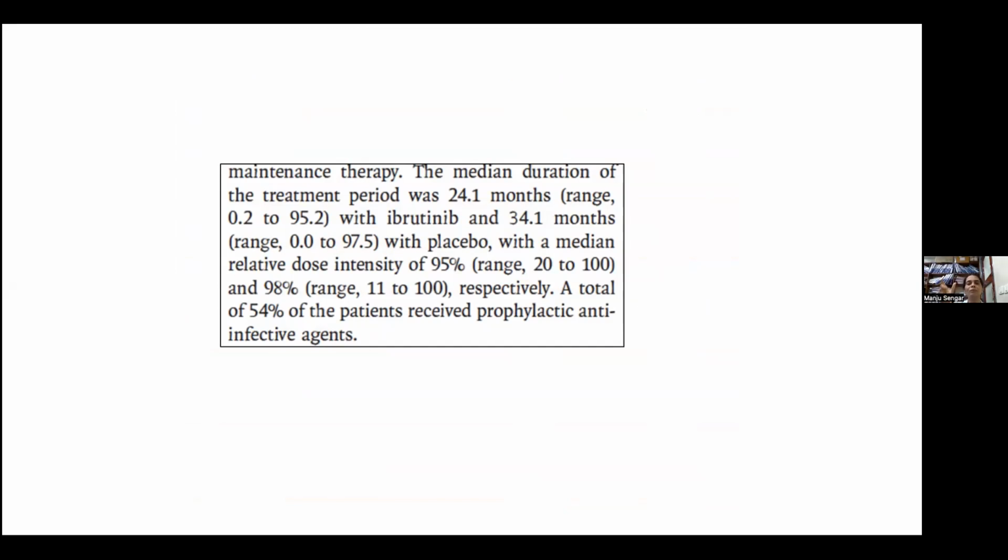6 months of BR, 24 months of maintenance, and then they will continue placebo or ibrutinib even after that. But in the ibrutinib arm, the median duration of treatment was only 24 months, and in the placebo arm, it was 34 months. So that's something we need to keep in mind: even though they intended to continue it till progression, most of them stopped therapy because of the toxicity, not because they progressed, at 24 months.